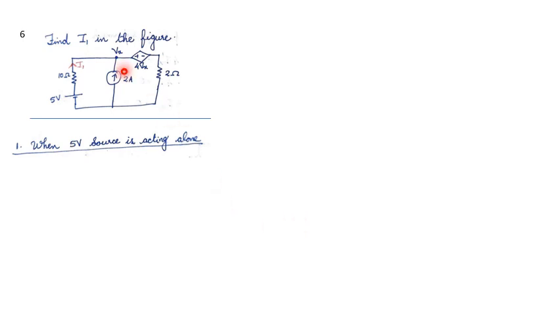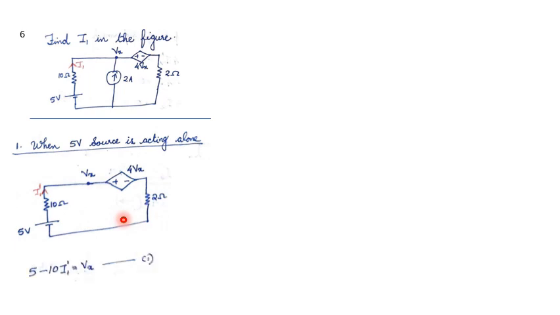In order to redraw the circuit, replace this current source by an open circuit. So the circuit will be like this. And this current is marked as I1 dash. Now apply KVL to this loop. Before that, we have to write the equation for Vx. In order to write the equation for Vx, we can write 5 minus 10 into I1 dash is equal to Vx. Vx is this potential.